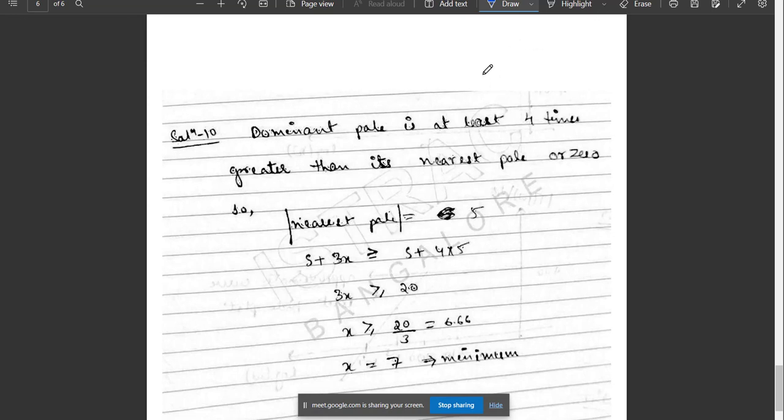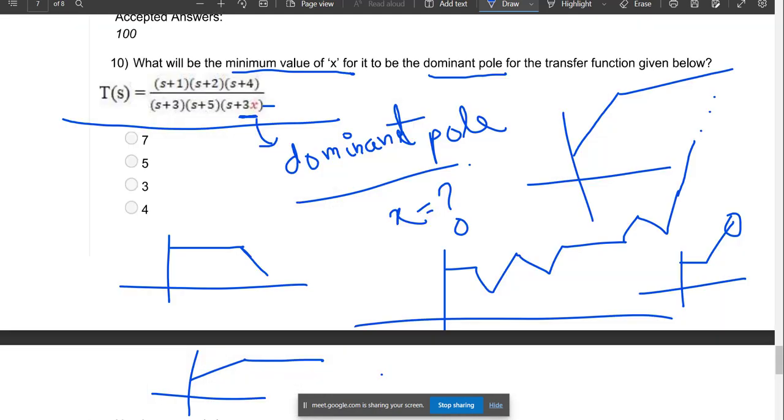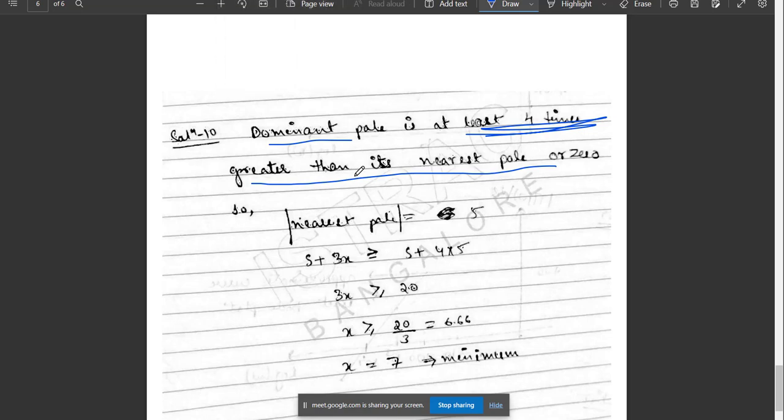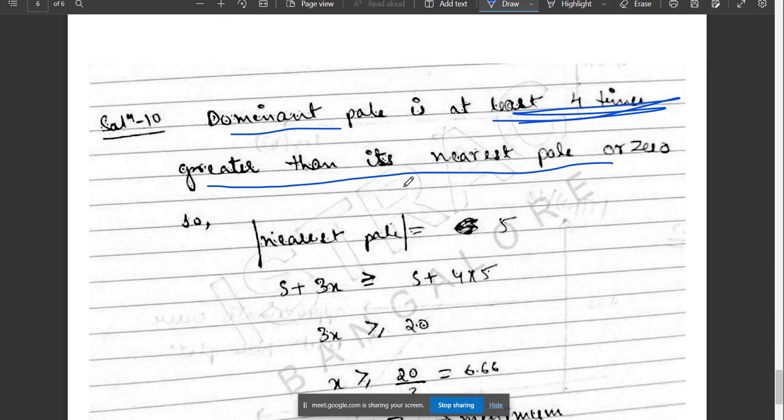Okay, so if you have gone through the NPTEL lectures, you would have known that a dominant pole is at least 4 times greater than its nearest pole or zero, right? Ma'am, can you show the screen once again? Can you see? Yeah. So a dominant pole will only be called dominant pole when it is at least 4 times greater than its nearest pole or zero.